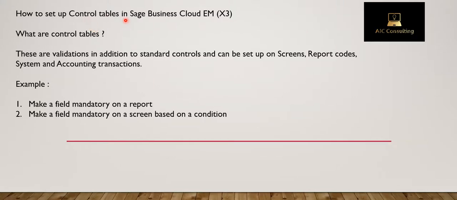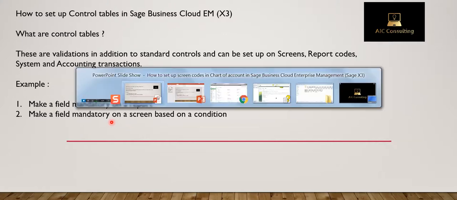Today we will demonstrate how to set up control tables in Sage Business Cloud Enterprise Management, Sage X3. So firstly, what are control tables? These are validations in addition to standard controls and can be set up on screen, report code, system, and accounting transactions. In today's example, we will make a field mandatory on a report code and make a field mandatory on a screen based on a condition.